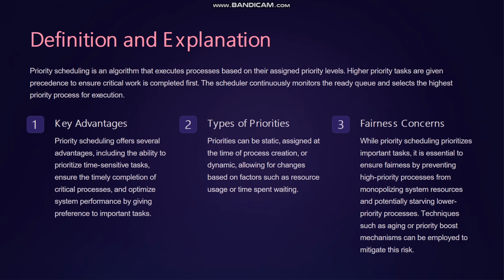Fairness concerns. While priority scheduling prioritizes important tasks, it is essential to ensure fairness by preventing high priority processes from monopolizing system resources and potentially starving lower priority processes. Techniques such as aging or priority boost mechanisms can be employed to mitigate the risk.